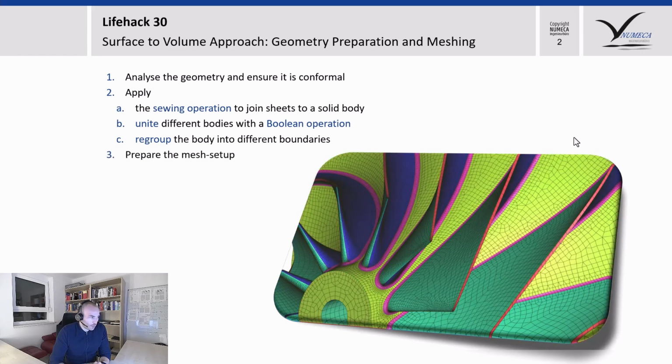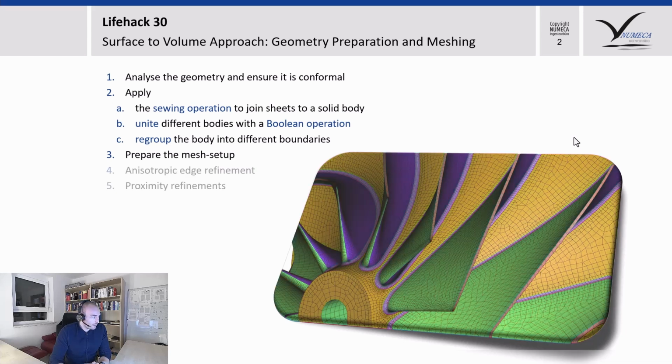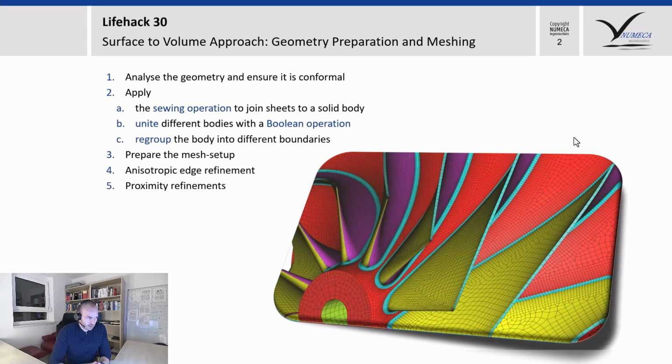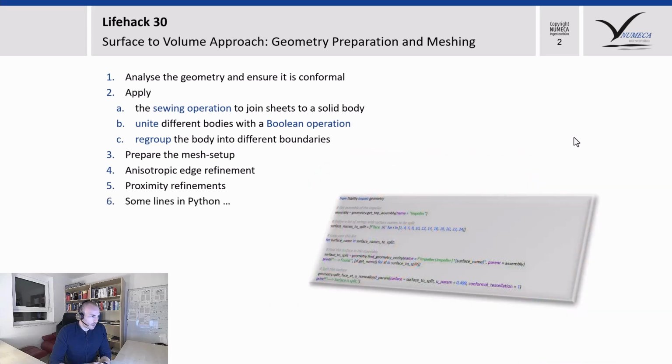Then we will prepare a rather simple mesh setup, and then go a little bit into the specifics like anisotropic edge refinement and proximity refinements. Also a very nice feature of the surface to volume approach in Fidelity. And last but not least, we will also include a few lines with Python during the geometry preparation in order to make you more familiar with the new Python API in Fidelity.